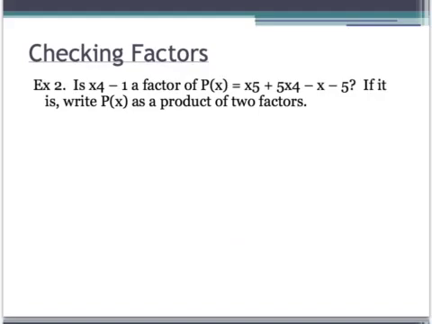So those are 4 factors of 10, 2 pairs. In order to check to see if I have factors here, I'm looking for, is the remainder going to be 0? If it is 0, then yes, x to the 4th minus 1 is a factor. So I'm going to need to check with division.